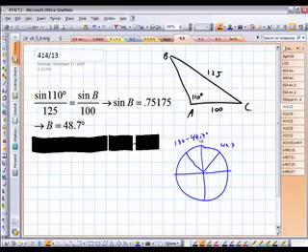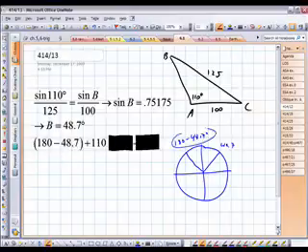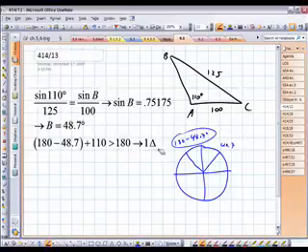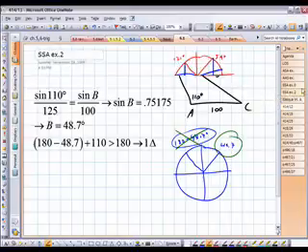Now let's see if that would be the case here. Well, that angle, 180 minus 48.7, if that indeed was the answer, I'd have to add it to 110. And when I do that, I get something which is bigger than 180. So I wouldn't have any degrees left for my last angle. So clearly this isn't going to make sense. So there's only going to be one triangle. The only value you've got to worry about is the 48.7. And then from there, you can continue on and use law of sines again to get the rest of this triangle.